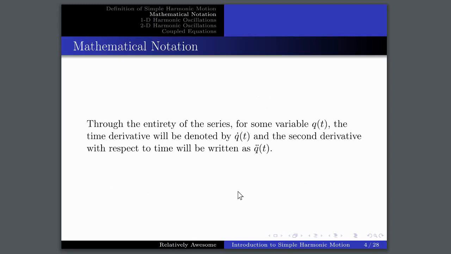Now we will introduce some mathematical notation. Throughout the entirety of the series, for some variable q of t, the time derivative will be denoted by q dot of t, and the second derivative with respect to time will be denoted as q double dot of t. This is because we will have some equations that include a lot of time derivatives, and we don't want to write d squared q dt squared and d^n q dt^n. So this equation looks quite clumsy. So we will just use the simplified notation.